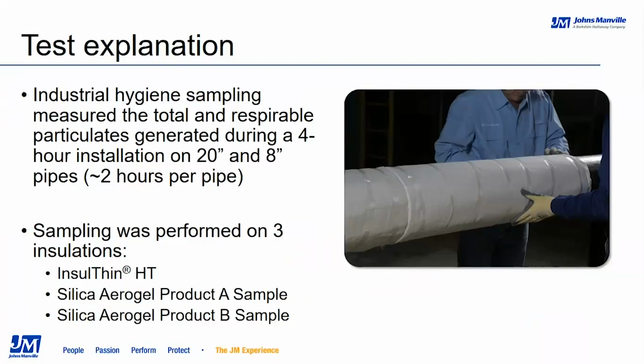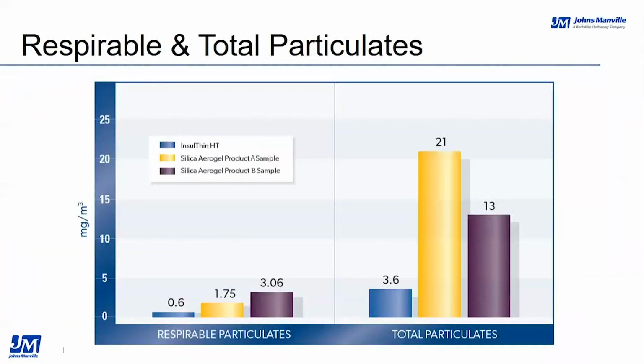And as I said, we sampled both the InsulThin HT and then 2 different Silica Aerogel products. And we measured the products for both respirable particulate and total particulate. And the difference between the two is respirable particulate in general are particles that are considered to be about 5 micron or less, and are particles that are small enough that can get into what we call the gaseous exchange region of the lung. And the total particulate includes the respirable particulate, and total particulate is basically any particulate that can be suspended in the air and is available for inhalation into the respiratory system.